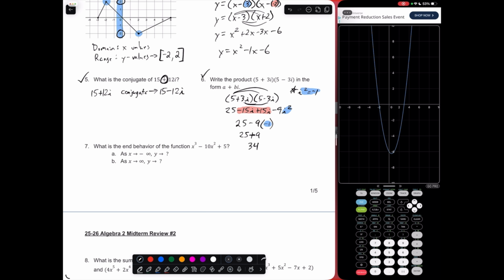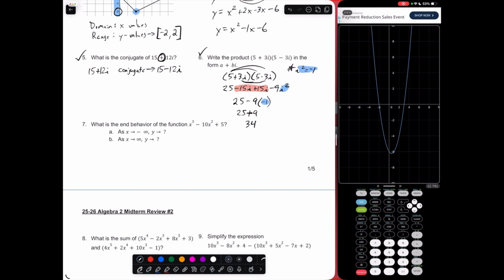Number 7, what is the end behavior of the function x to the third minus 10x squared plus 5? Now, we're focused on this x to the third piece. So this is both a positive leading coefficient, and an odd degree. So that would tell you, if you remember your rules for these, x to the third looks like this. So your end behavior would be down, up. So this part is down, and this part here going up.